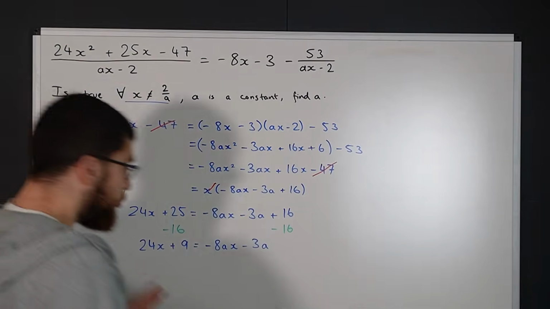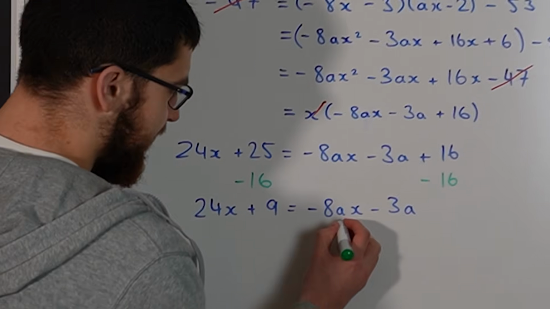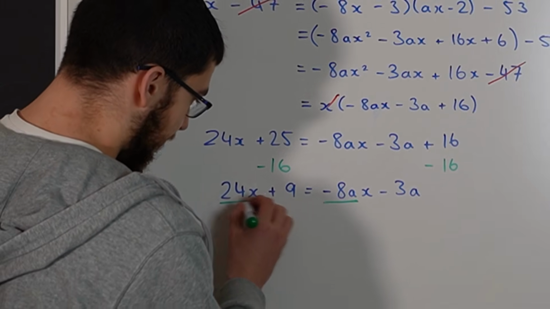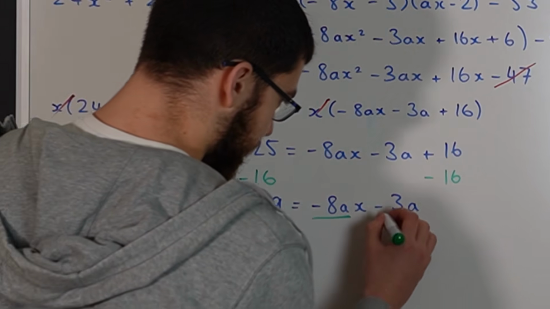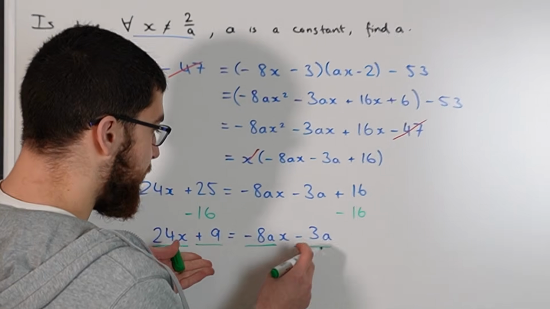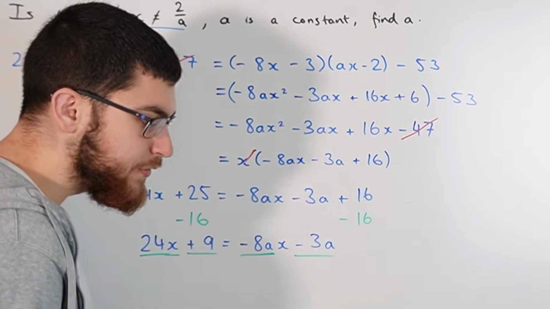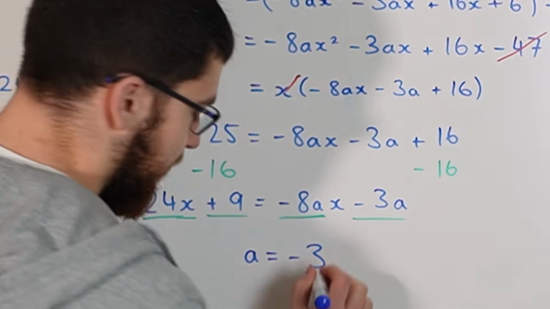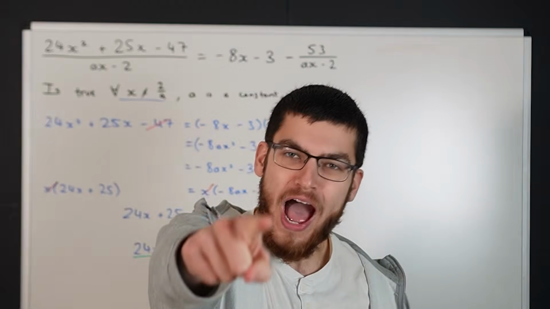That's important. Now, just by looking at it, you can see that this is 8 lots of something gives us the x term. 3 lots of something gives us this term, and you can see that, well, 3 lots of 3, okay? But obviously, because there's a minus in front of it, a is going to be minus 3. So that is my final answer. Let me see if I got it right. Yeah! Screw that, America.